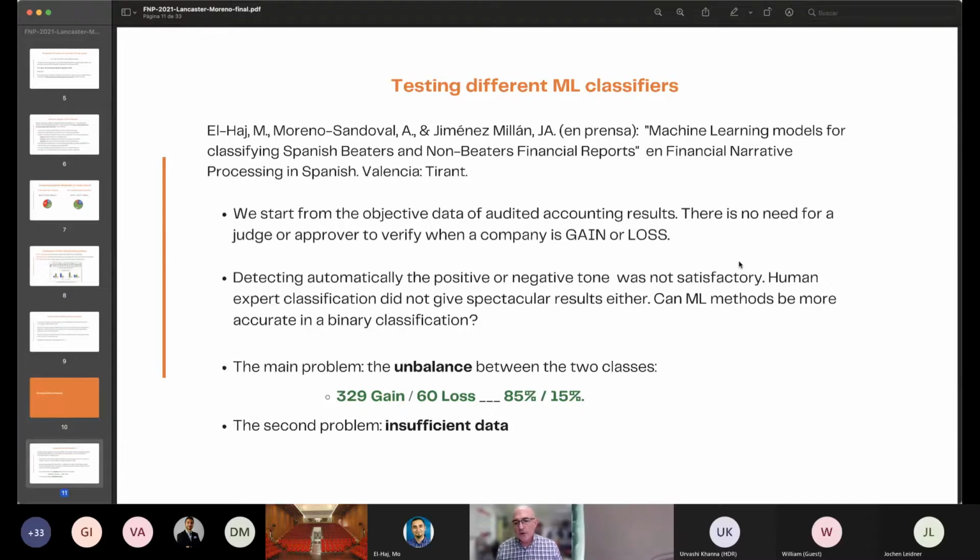So, can the machine learning method be more accurate in a binary classification? We only have to decide gain and loss, the only 2 classes. But the main problem was the imbalance between the 2 classes. We have 85% in the gain class and 15% in the loss class. And the second problem for the machine learning techniques is we don't have sufficient data.